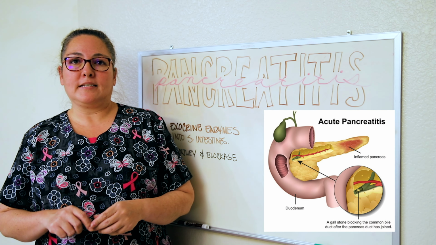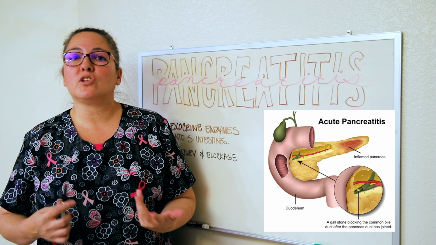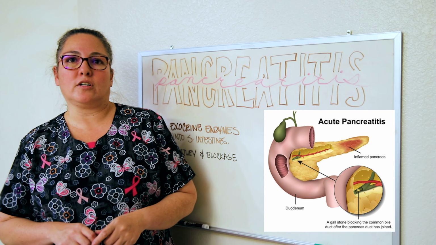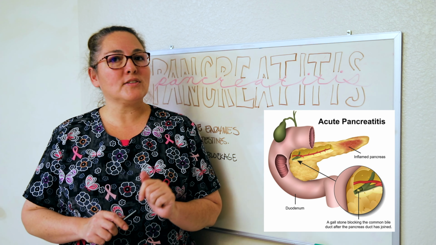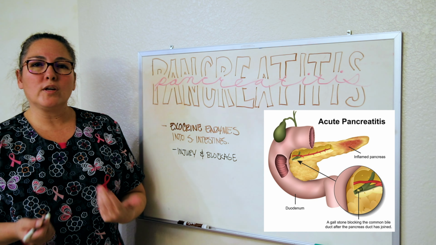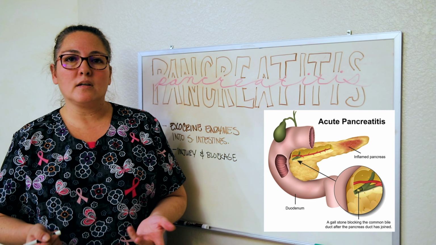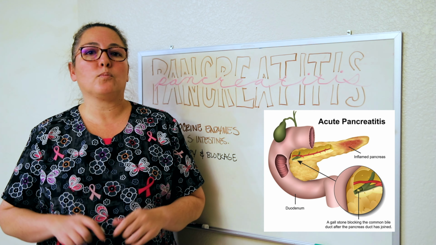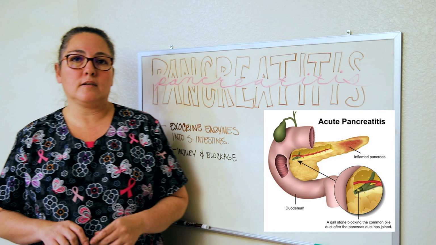What is pancreatitis? Pancreatitis is an inflammation of the pancreas. And how does it occur? Well, remember those exocrine enzymes that get secreted into the small intestine? Well, during an injury or blockage to the pancreas, those enzymes get released prematurely and become activated.